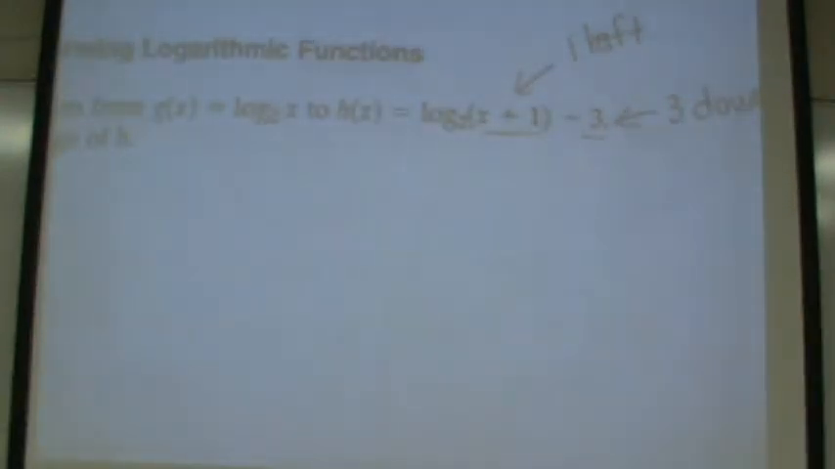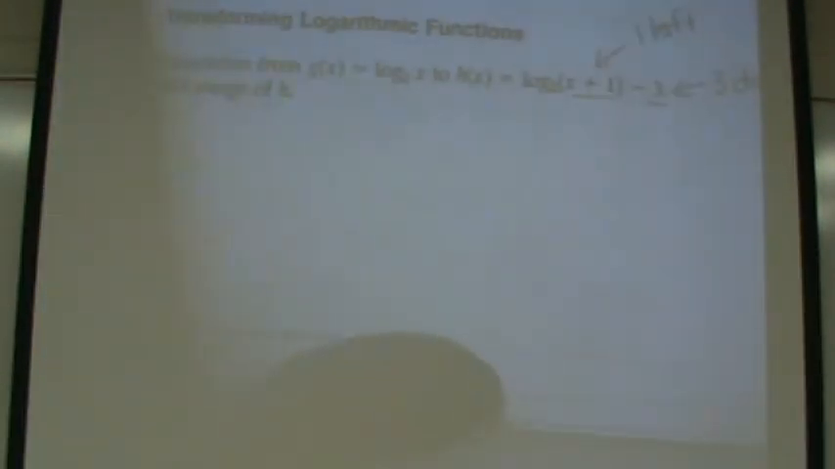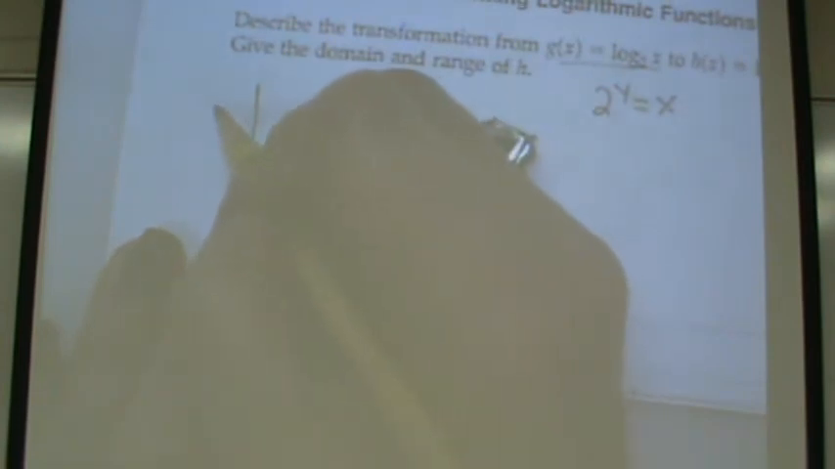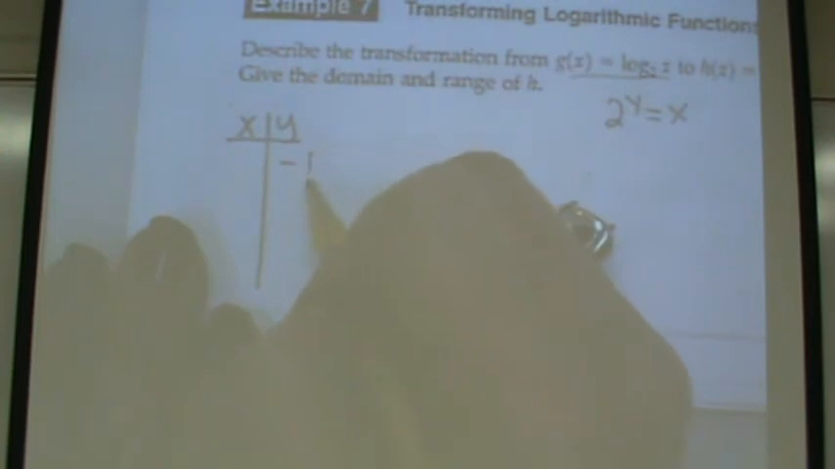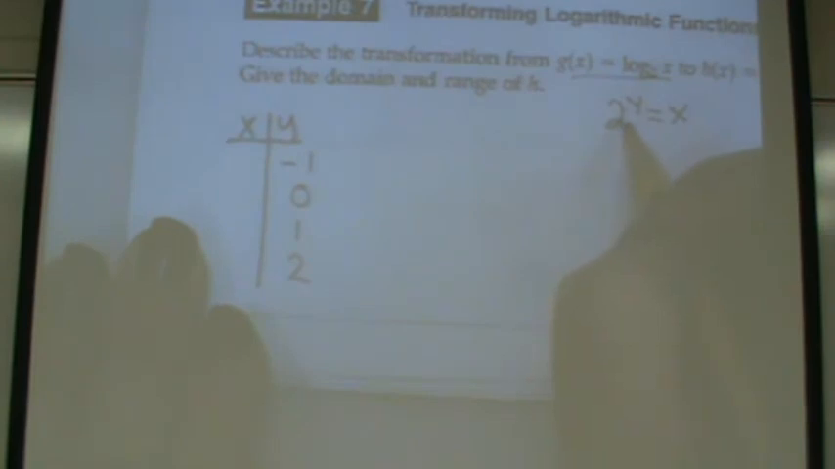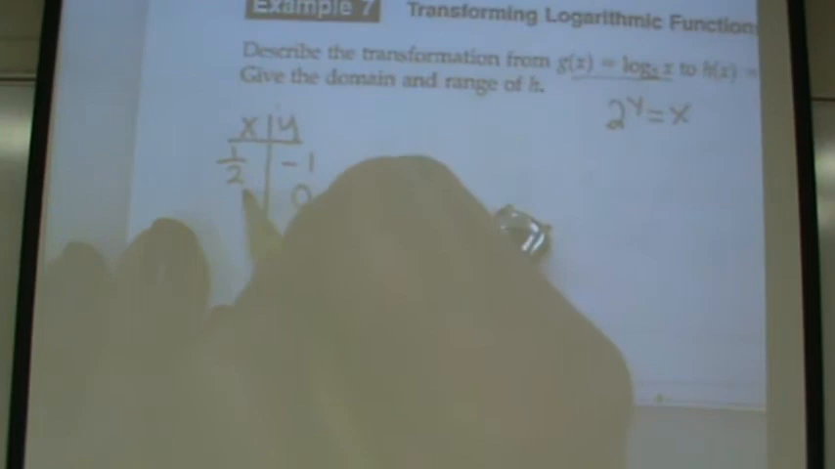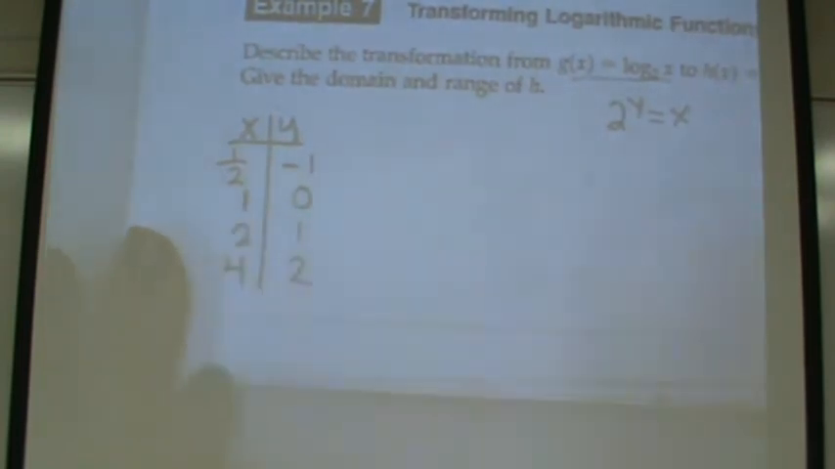So now, how do we get more specific and graph the actual problem? Well, this is 2 to the y power is x. So give me the parent function here. That's the parent function. Give me the t-chart. Remember the t-chart that we do? We're going to plug numbers in for y, like -1, 0, 1, and 2. And when you plug a -1 here, you get 1/2. When you plug a 0, you get a 1, a 2, and a 4.